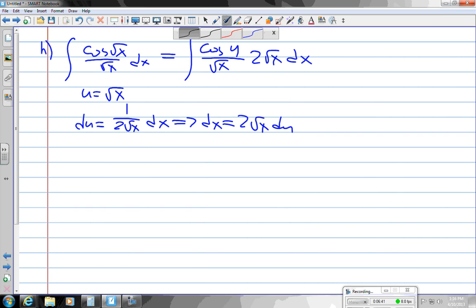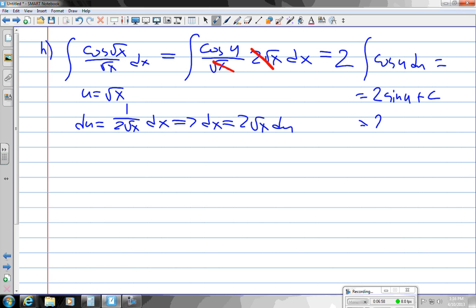square roots cancel. You still have that 2. I didn't mean to cancel that 2. But 2 comes out, so that's cosine u du. So that's 2 sine u plus a constant, which is 2 sine of square root of x. Does that make sense?